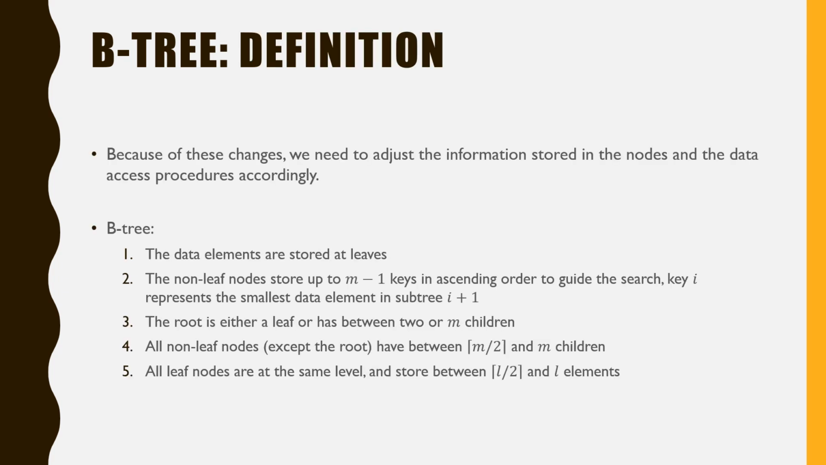The B-tree data structure incorporates both approaches for reducing the tree height, allowing more children per node and storing multiple data elements within each node.